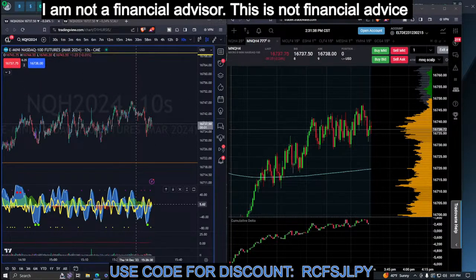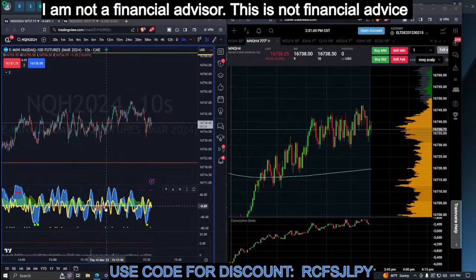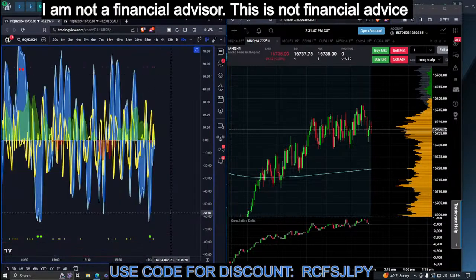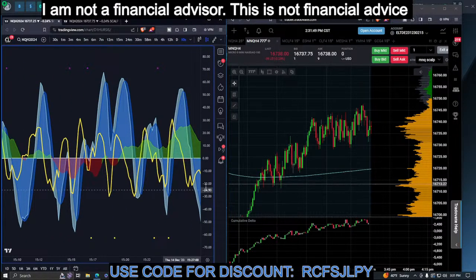Alright, the money flow looks like it's evening out down here. And when I say money flow, you see a lot of lines and squiggly crap. Just focus on the green and the red here.